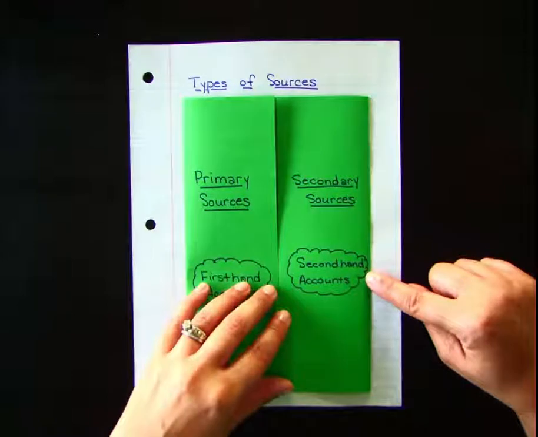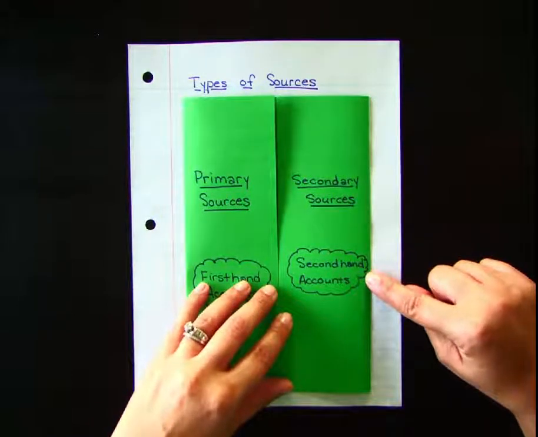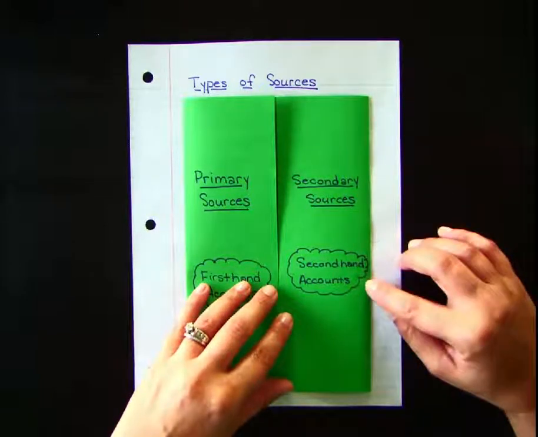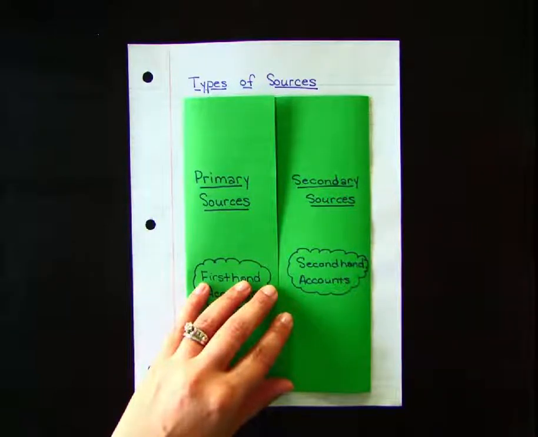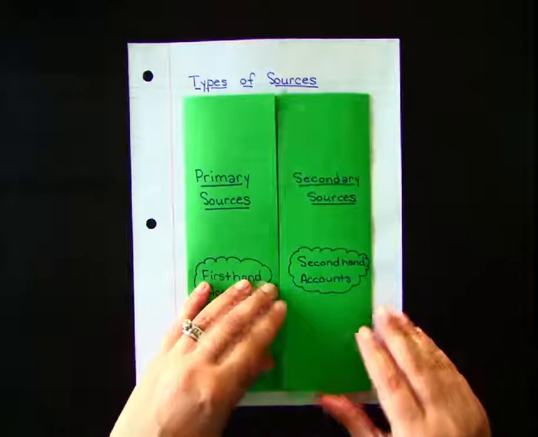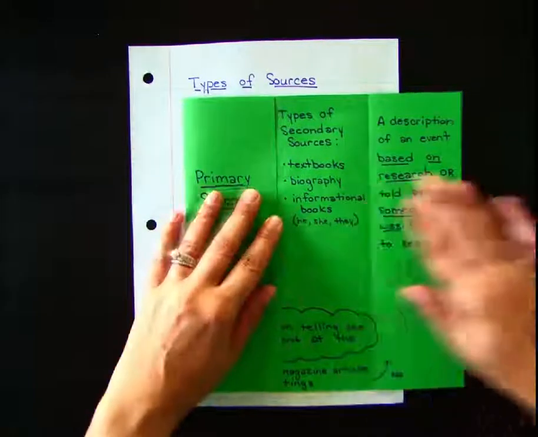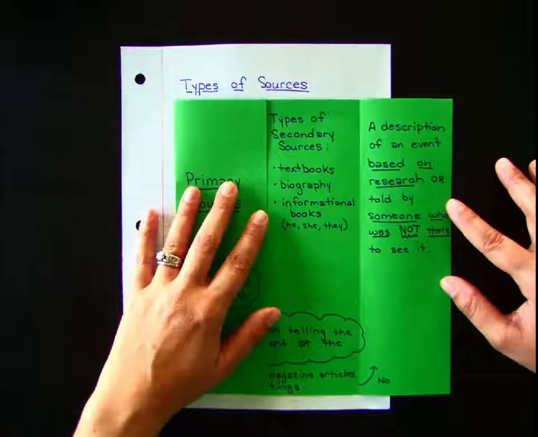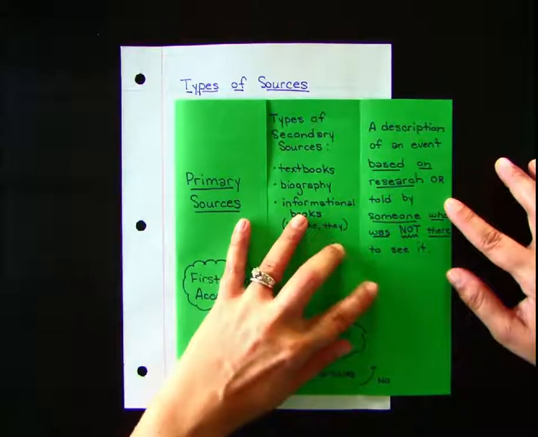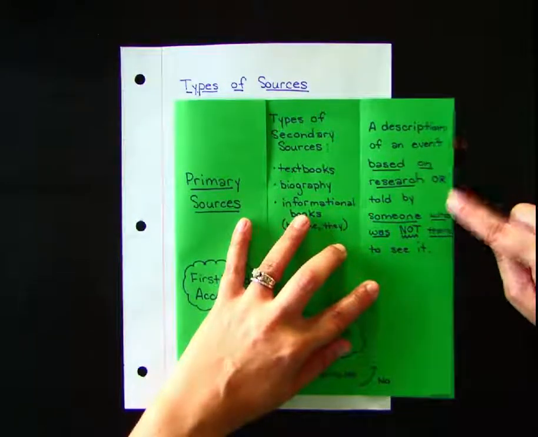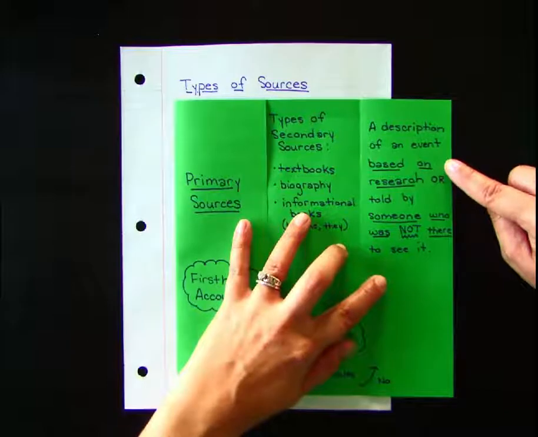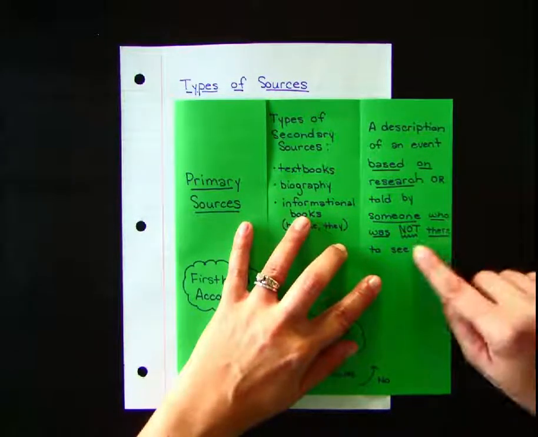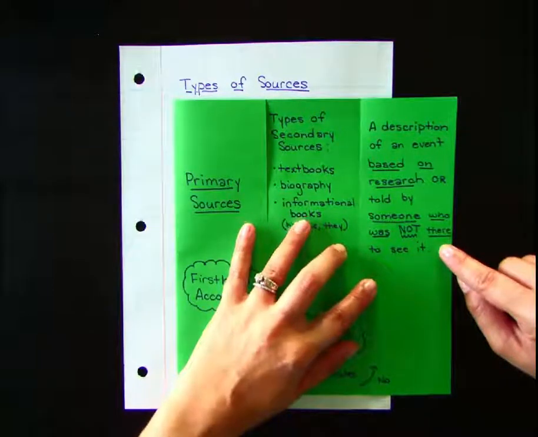And remember, secondary sources are second-hand accounts. Okay, that means the person providing this source was not actually there at the event. They were second-hand, which means they got the information from someone or somewhere else. Okay, so when we open up our flap, we're going to write our definition of what a secondary source is. It's the description of an event based on research or told by someone who was not there to see it.